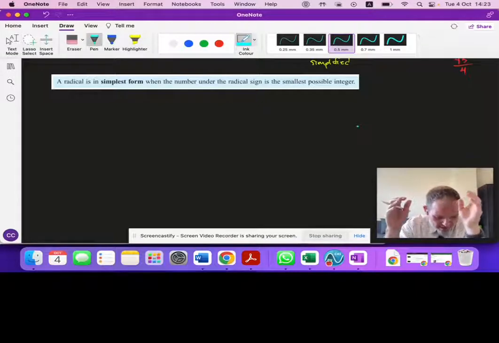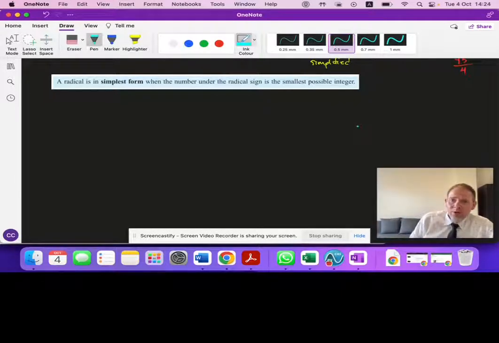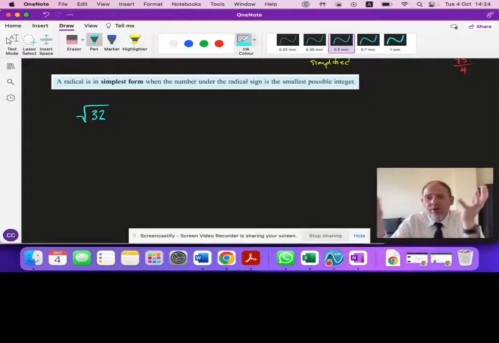So, crazy jump cut. What I said is we're often asked to take a radical and turn it into simplest form. I think the best way of looking at how we do this is by just taking an example. The square root of 32. First off, we know right away it's a surd because it's not one of our powers that we know. 5 squared is 25, 6 squared is 36. This is somewhere in between those two.